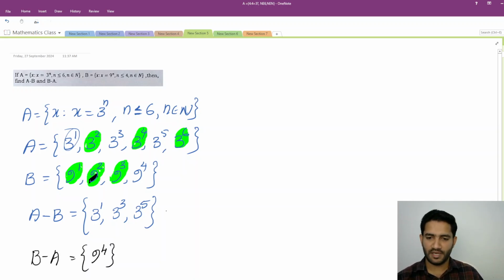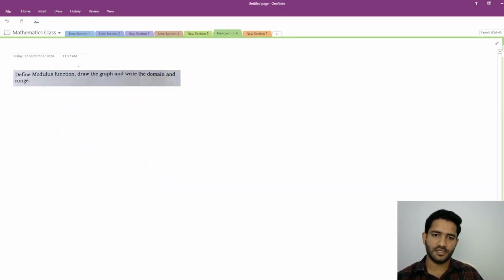So this is A minus B, and 9 raised to 4, this is B minus A. Okay, if you want, you can write the values: 3 raised to 1 is 3, 3 cube is 27, and like that. Okay. Look at your next question.